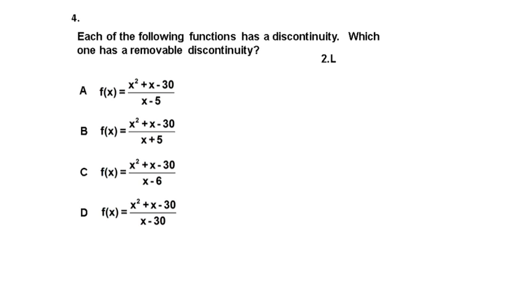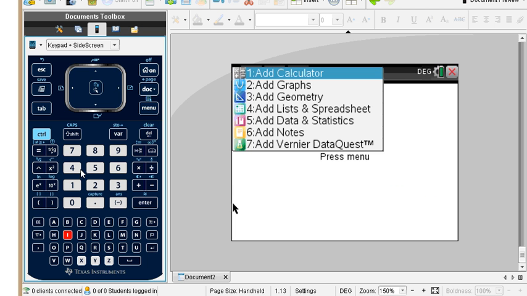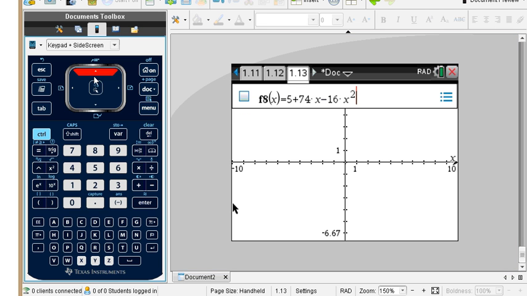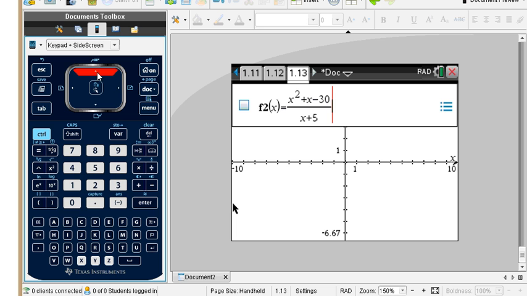Next problem, number 4. This is one that gave a lot of my even better students a tough time. What I did is I pre-graphed or pre-entered a couple of these functions. One of the wrong answers and then a right answer. One of the wrong answers is B. And if we go to the calculator, Control I, add graph. I'm going to go up and get that. Okay, there it is. This is a wrong answer.